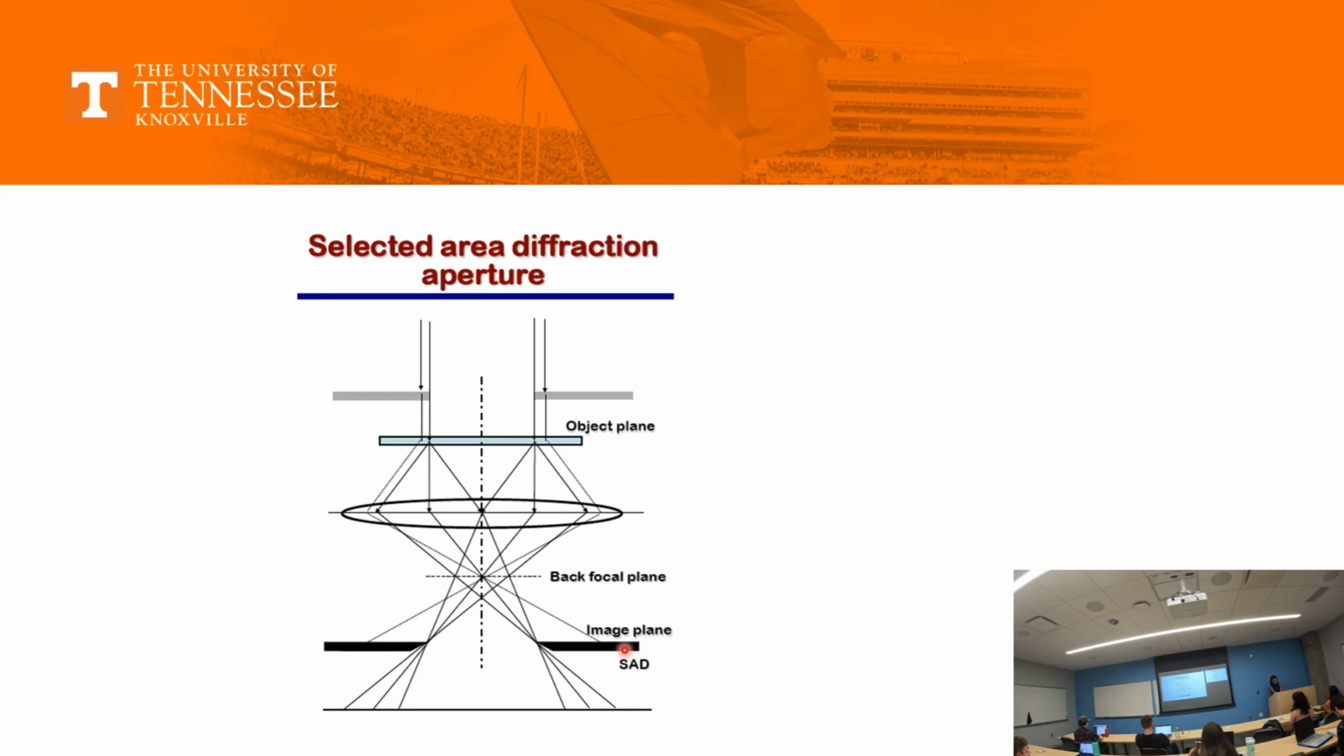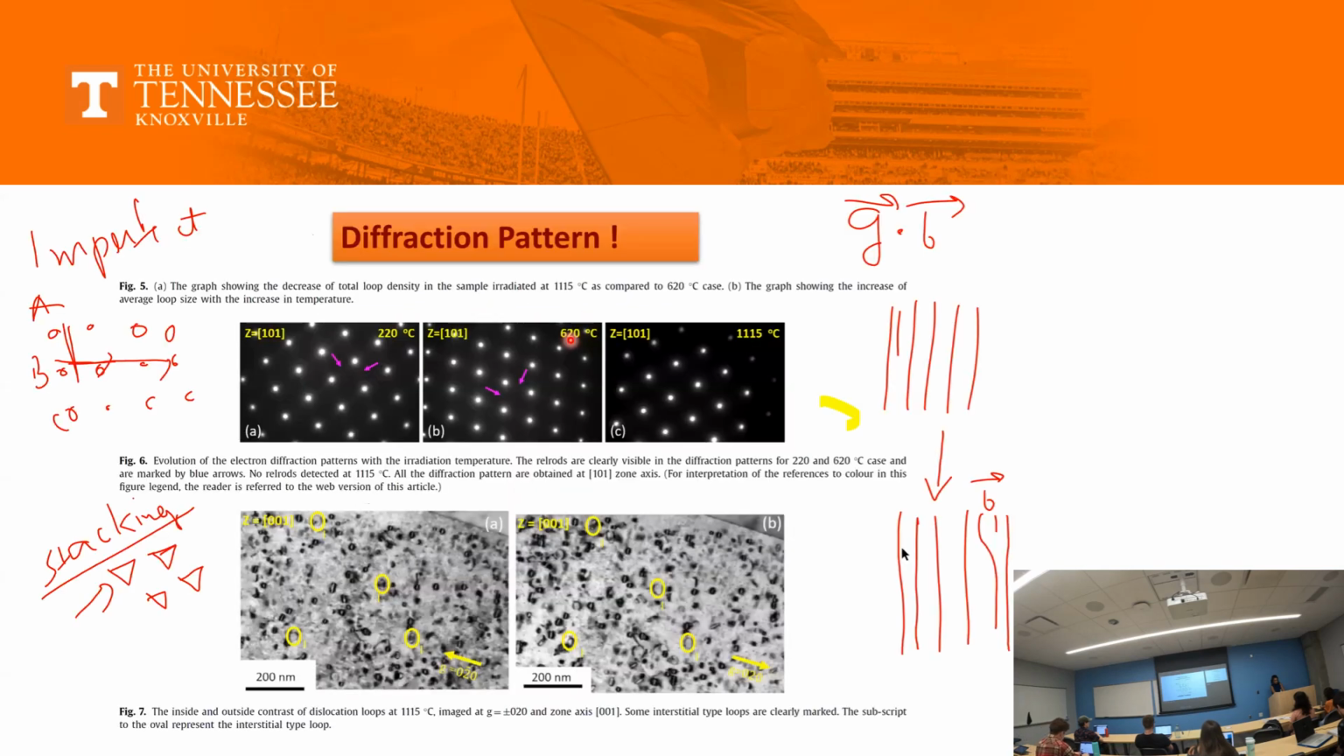So here we talk about a very important thing that you should know about: the selected area diffraction aperture. Now, what does the selected area diffraction aperture do? It would answer the question that you asked me. You asked me, hey, could you tell me if my dislocation loop is perfect or imperfect?